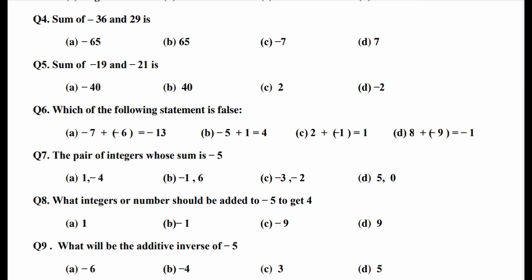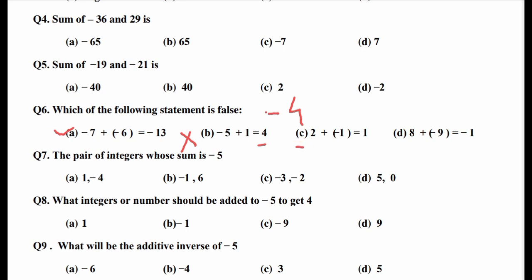Question number 6. Which of the following statement is false? So here we solve all these statements. A is minus 7 plus minus 6 is equal to minus 13. Yes, we know that by adding this we will get minus 13. So this one is true. Minus 5 plus 1 is equal to 4. It is false because here we have minus 4 as the answer.